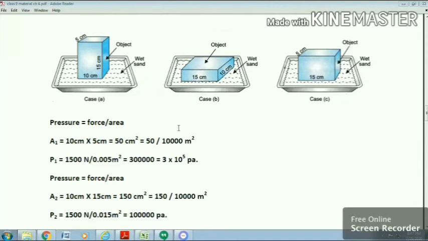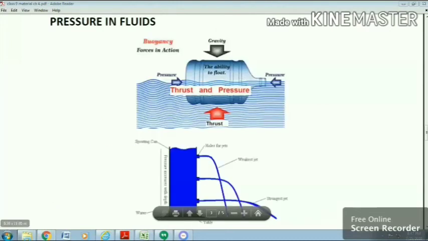Moving on to the next topic. Now we'll discuss about pressure in fluids. A fluid contained in a vessel exerts pressure at all points and in all directions.